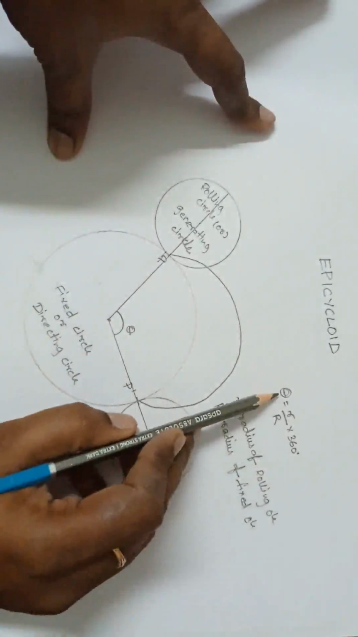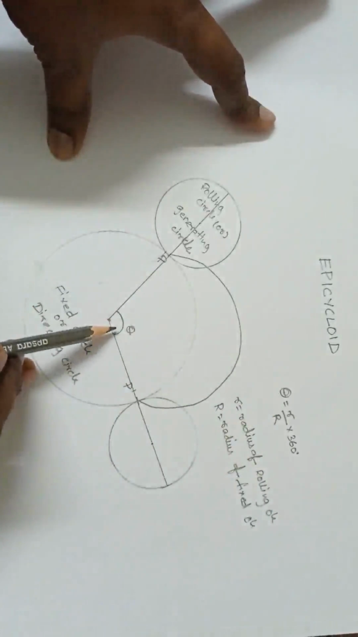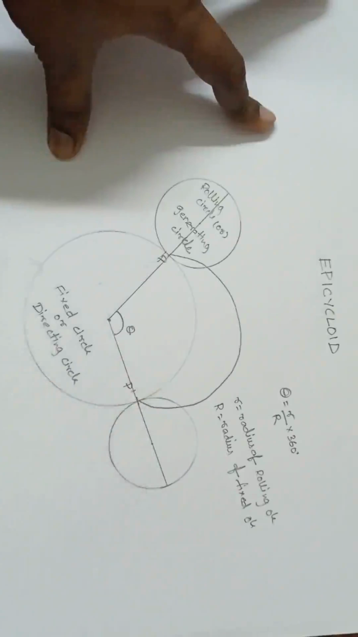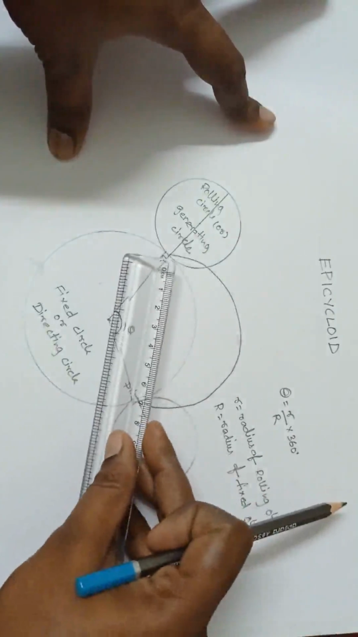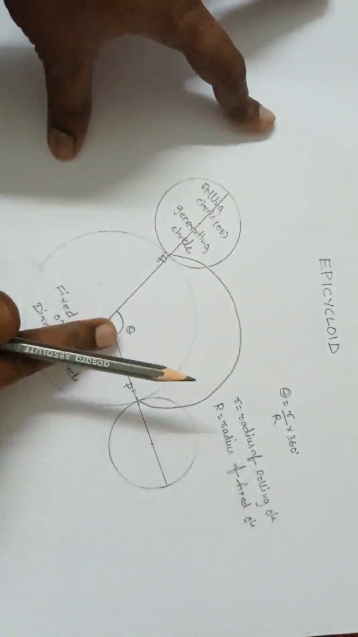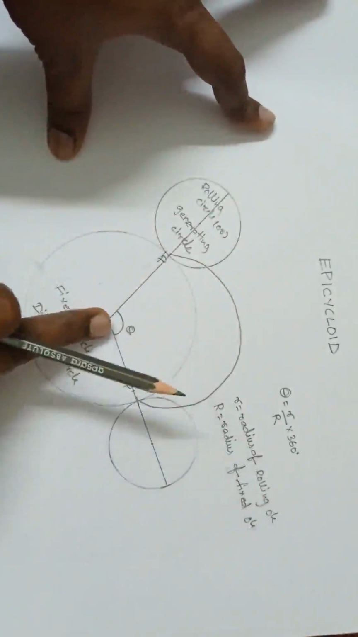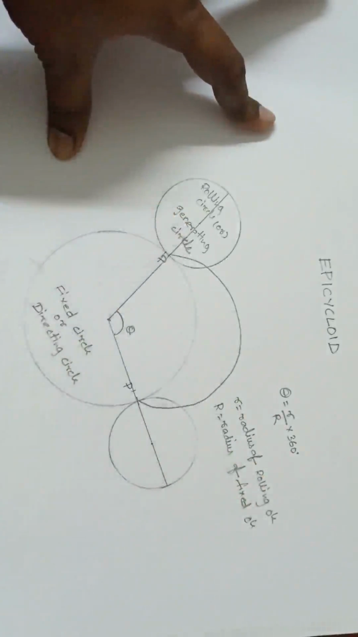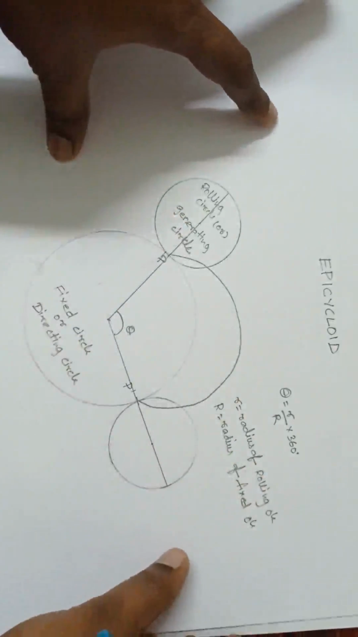In this way we can calculate theta, because this is not a flat surface and I cannot calculate with the scale. Using theta I can calculate the distance traveled by the rolling circle. Done. Let us come to the problem.